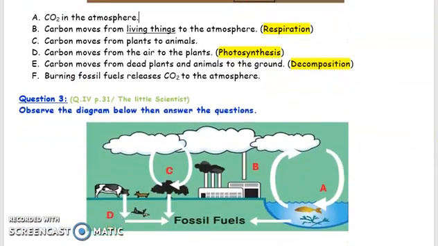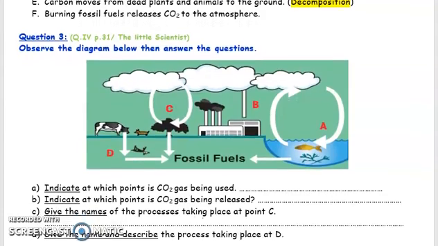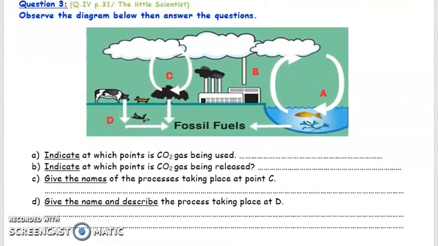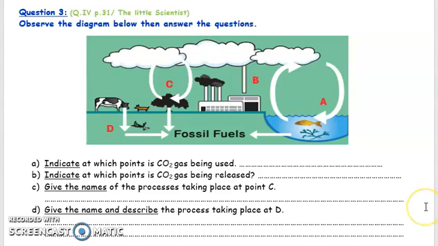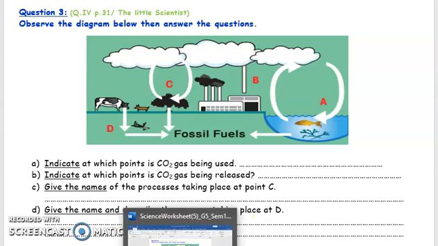Last question. This is also a question found in your book on page 31. Observe the diagram below. This diagram for sure shows the carbon-oxygen cycle happening in nature. Answer the questions. First question. Indicate at which points is carbon dioxide gas being used. So, the carbon dioxide gas is used by green plants, almost only the green plants that use carbon dioxide for their food making process.